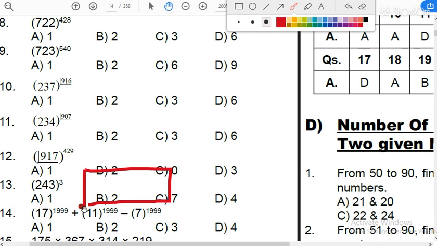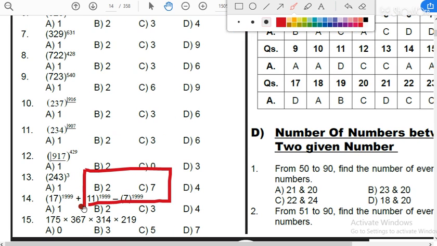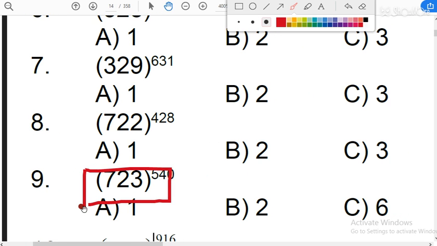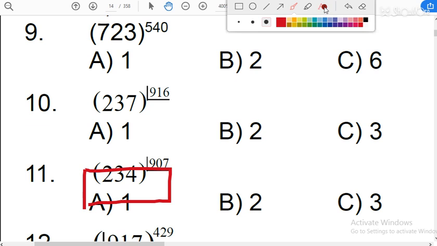Let me see the answer. Question number 10, option number A. Okay, right answer. That means I have not forgotten anything. That means I have remembered something. Okay, so next question, let's see this one again.